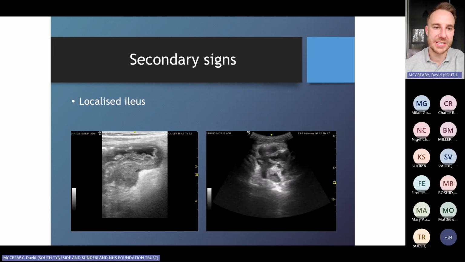Other secondary signs we see would be static loops of bowel, so localized ileus. This is a case I did a long time ago, about 3 years ago, and I had probably just started scanning for appendixes then, and I wasn't too sure what I was seeing. I just didn't think this could be appendix. It looked too thick in the walls. Overall, it's very, very big. It's maybe getting on for 2 centimeters. So I didn't think that's what it was.